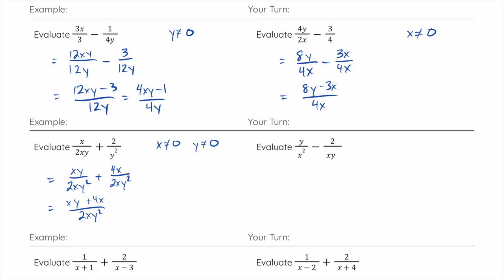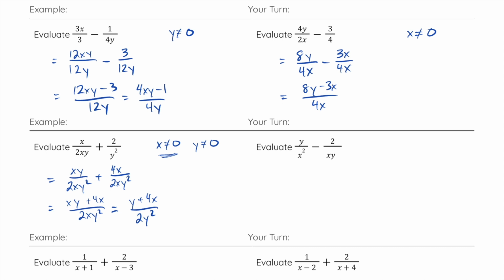And we see that all terms have an x in there, which we could divide out. Again, we've already stated that x can't be 0, so it is possible to do that division. And if we divide that all out, we end up with y plus 4x all over 2y squared.